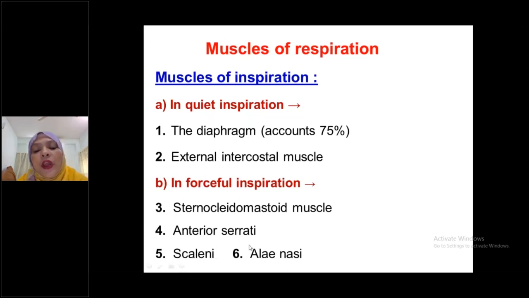Now, what is the role of alae nasi? It causes flaring of the nostril. The two openings of our nose we call nostrils. Flaring means it will widen. So during inspiration, when we breathe in, the nostrils flare. It causes flaring of the nostrils, helping to dilate them. So the alae nasi muscle causes flaring of the nostril. These are the functions of all muscles involved in quiet inspiration and forceful inspiration.